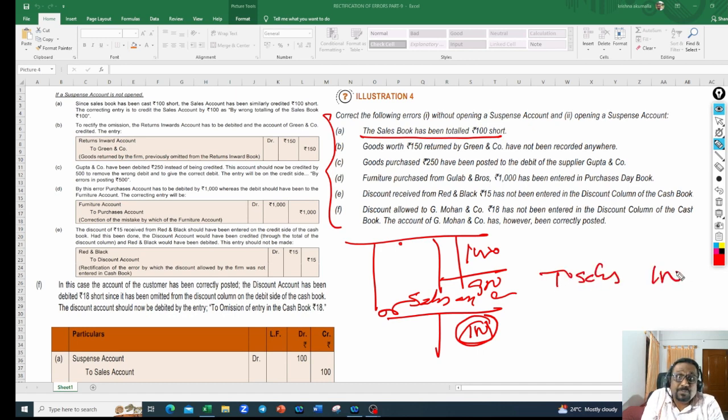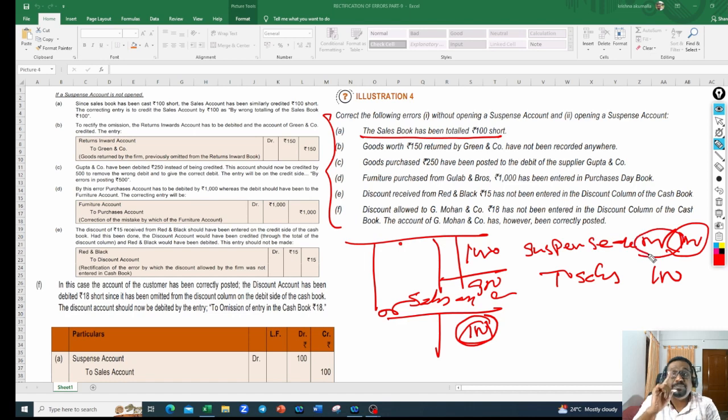But I am using suspense account here, right? So which account do I need to debit? Suspense account, 100. To this extent, your suspense account would be having a balance in your trial balance. That is the reason the suspense account is being used here. Are you getting my point? So sales account is undercast, so sales account has to be credited.